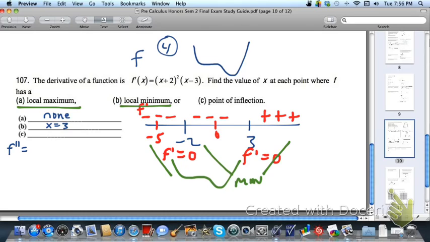We need to find f double prime. F double prime is equal to the first, x plus 2 to the second power, multiplied by the derivative of the second, which is 1, plus the second, which is x minus 3, multiplied by the derivative of the first, which is 2 times x plus 2. Now this is where some of you got hung up the last time we did this, where I said, let's go ahead and factor out that x plus 2.